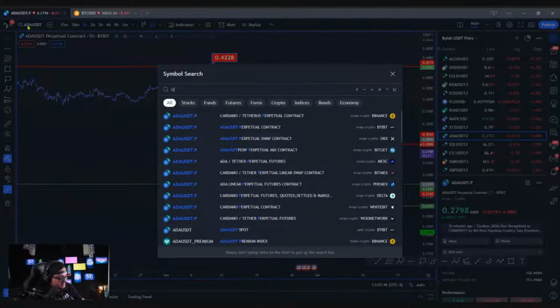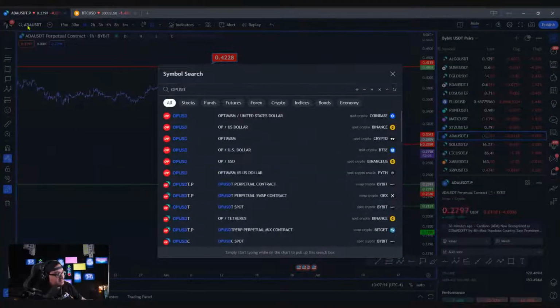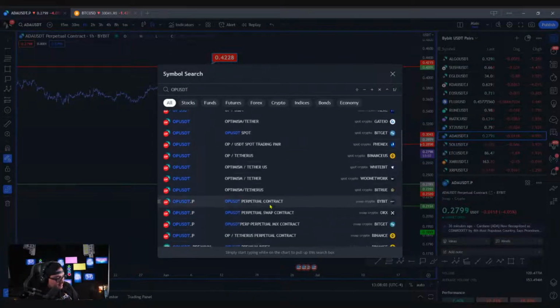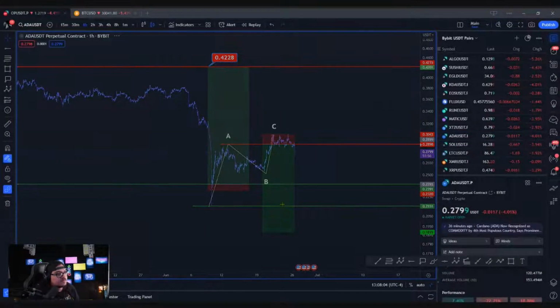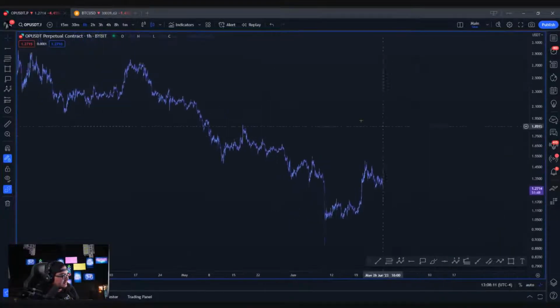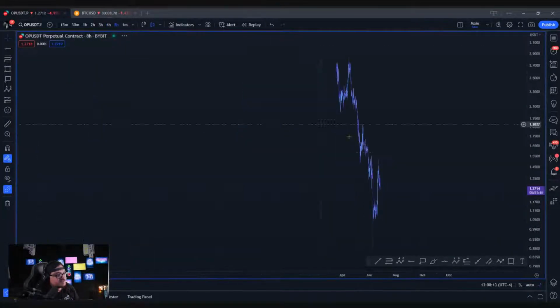Yeah. The OP USD. I'm assuming Binance USDT. All right, on Bybit. Cool. Yeah, I could definitely do that. Okay, I think I got the right one here. So let's look at the macro first.